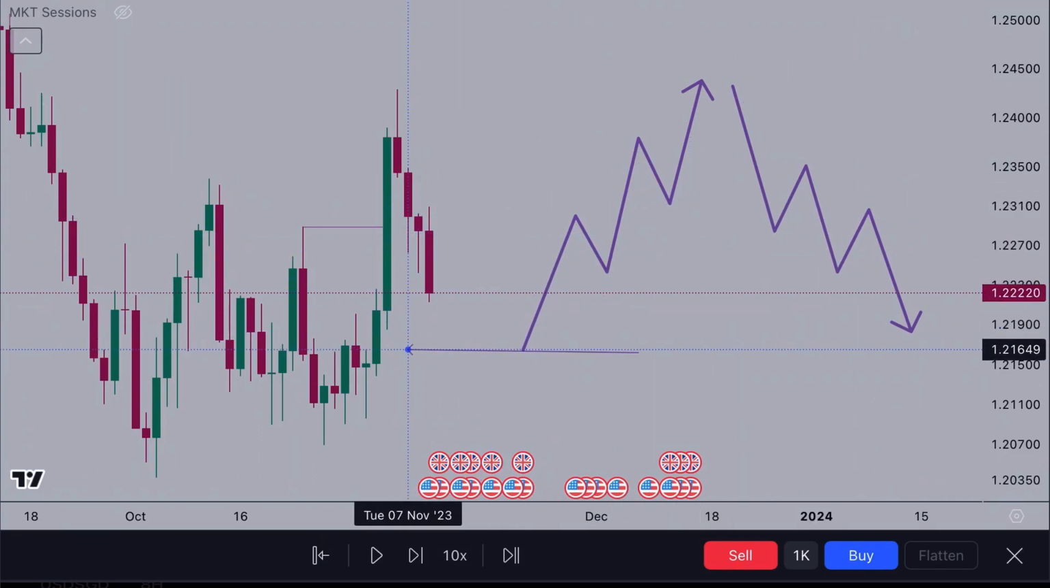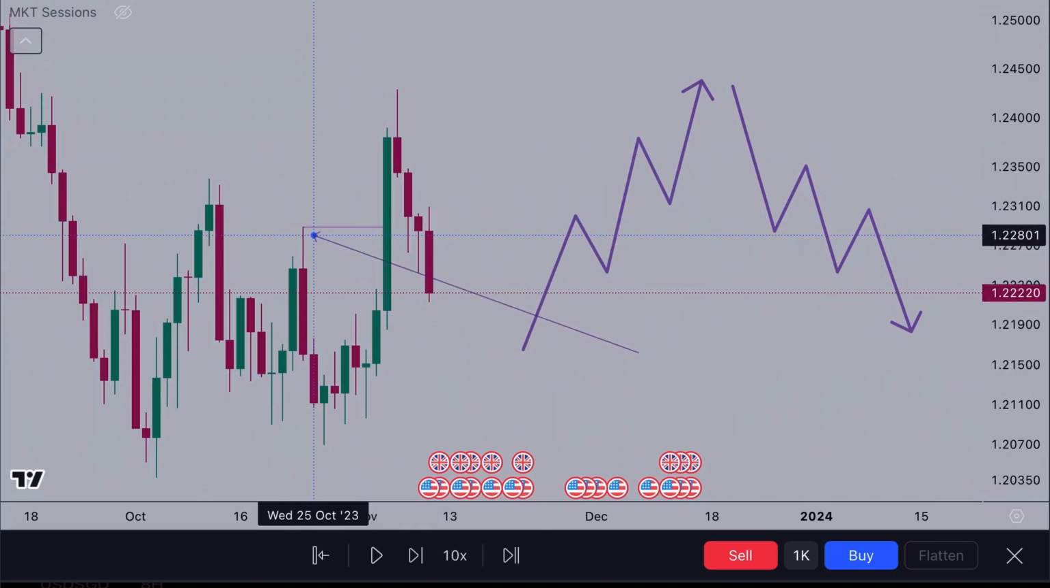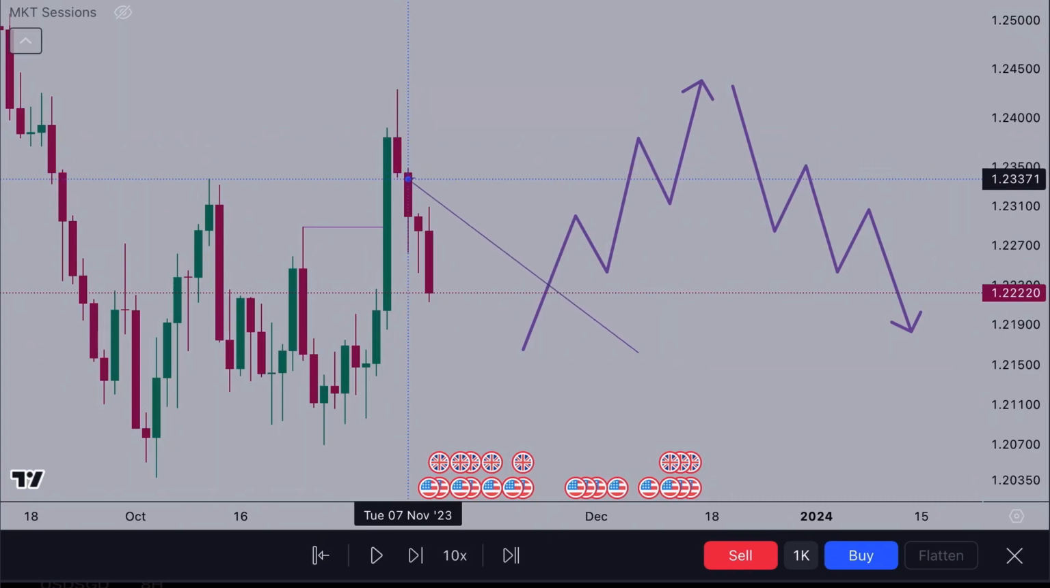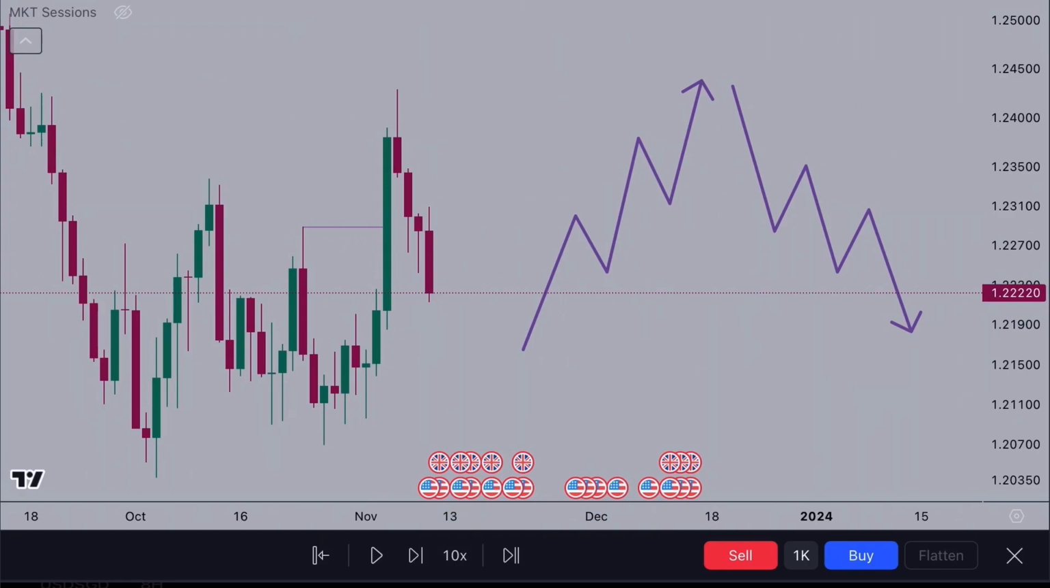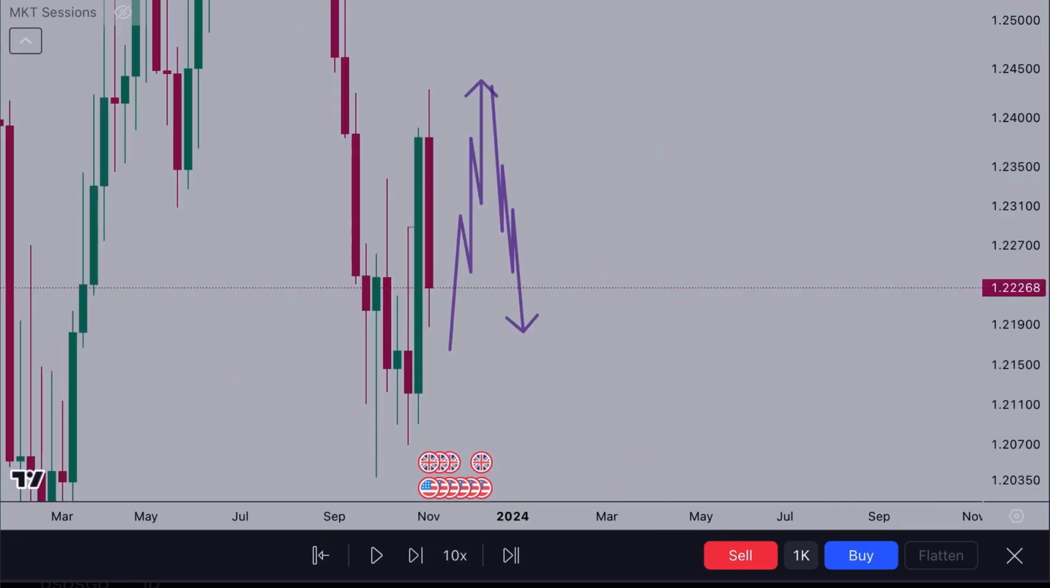So right here, we have a perfect example. We have an impulse to the upside, breaking previous structure and closing above previous structure. The impulse is all green candles, followed by a correction of all red candles. After I identify my impulse and correction on the daily, I go to the weekly time frame.